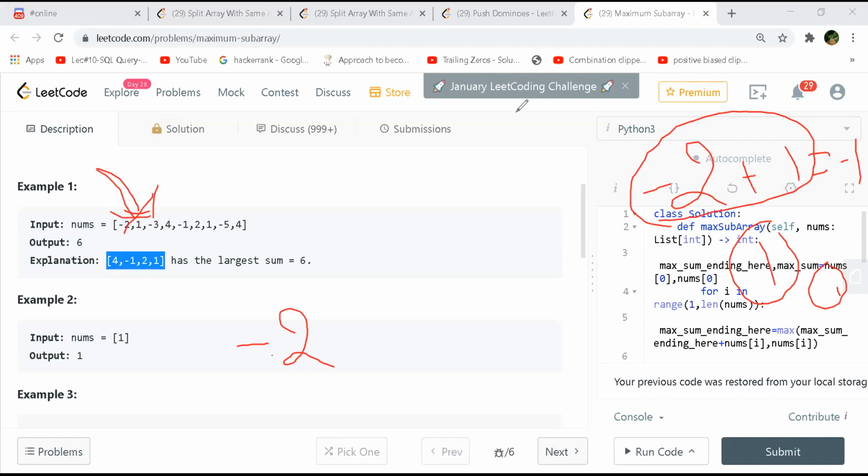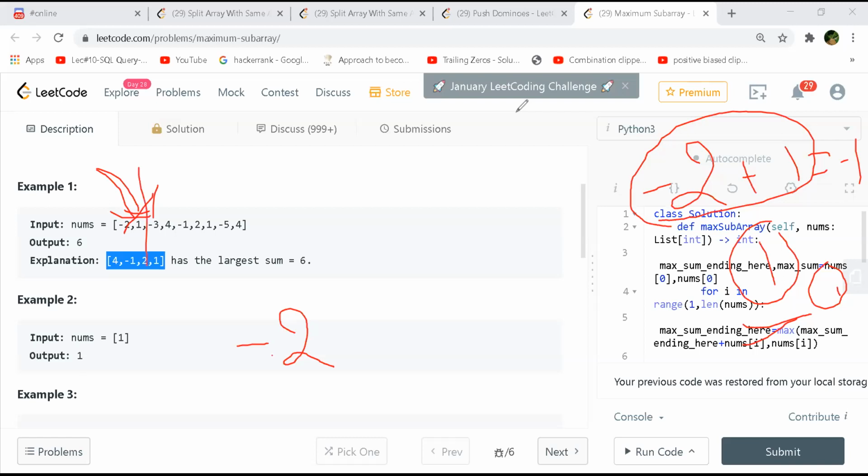Yep, that's what I was saying. So basically, is -2 and 1 better, or 1 better by itself? 1 is better, yeah, exactly. Okay, is -2, 1, and -3 better, or -3 better by itself? So we're just continuously checking that and moving forward. As we're checking it, we're also keeping track of our maximum sum on that contiguous subarray, and whichever is the maximum, we return the maximum. Is that how that algorithm works?